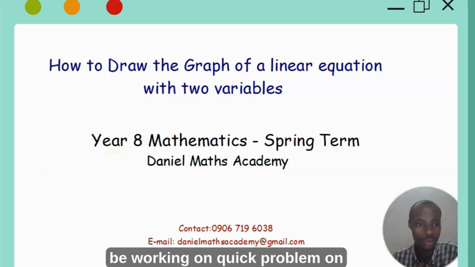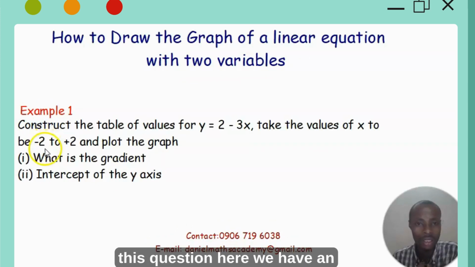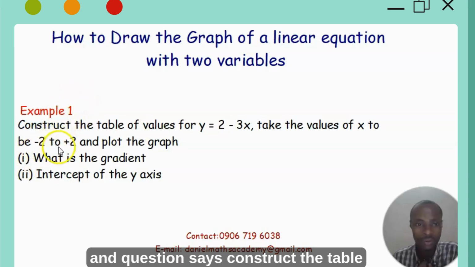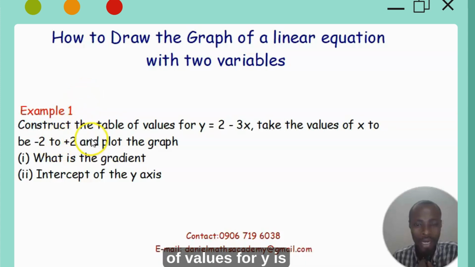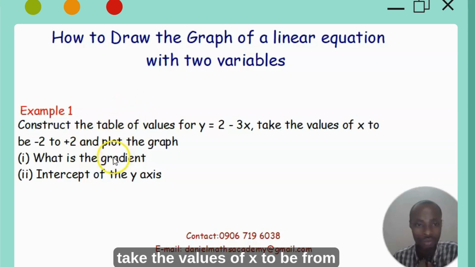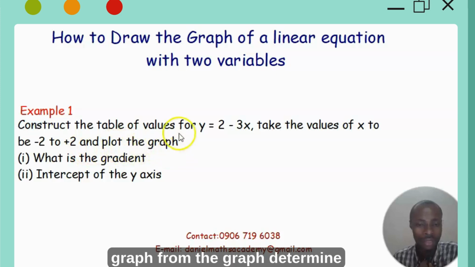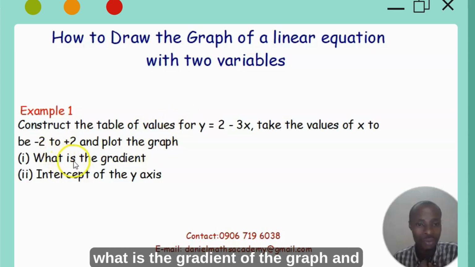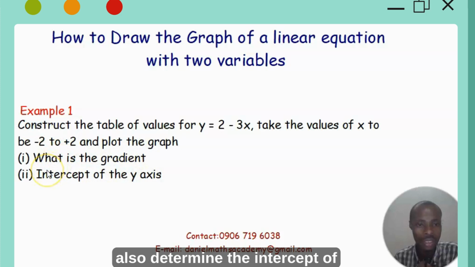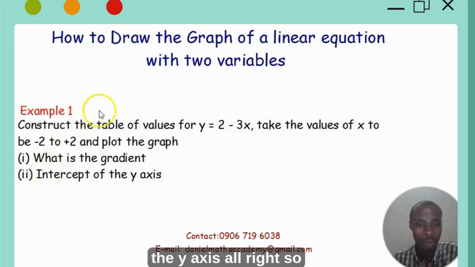We're going to be working on a quick problem. On this question here, we have an example, a problem to solve. The question says, construct the table of values for y equals 2 minus 3x. Take the values of x to be from minus 2 to plus 2 and go ahead to plot the graph. From the graph, determine the gradient of the graph and also determine the intercept of the y-axis.